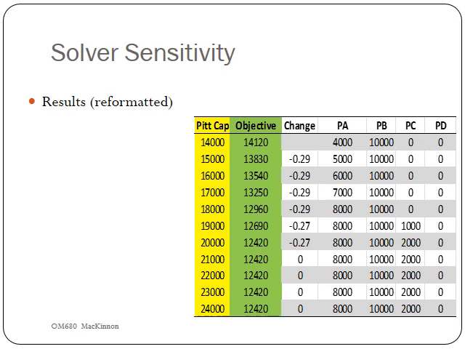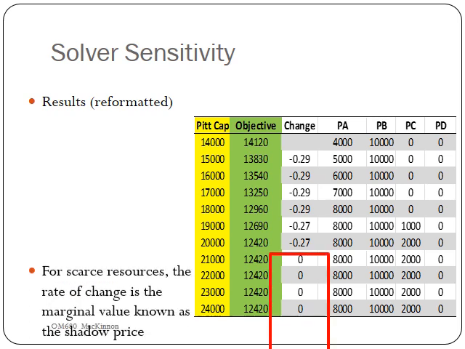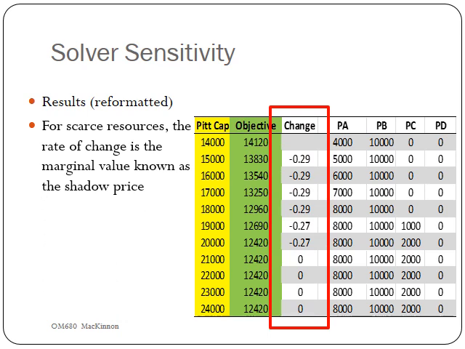Okay, and now again, I've reformatted these results a little bit. It's usually a little bit uglier, the report that comes out of solver sensitivity. All right. But notice that the rate of change is on a very different scale. Okay, but again, it is still calculated by the change in objective divided by the change in the variable that you are changing. Okay. However, for scarce resources, the rate of change is the marginal value. We've already talked about marginal values, but now we're going to give it a new name. It's known as the shadow price.